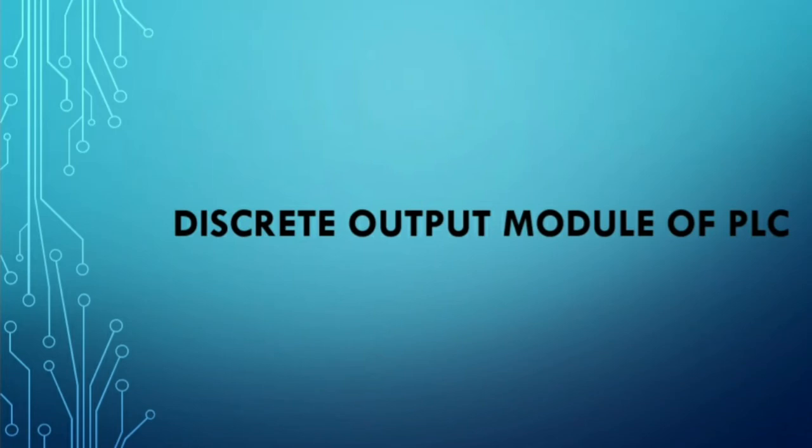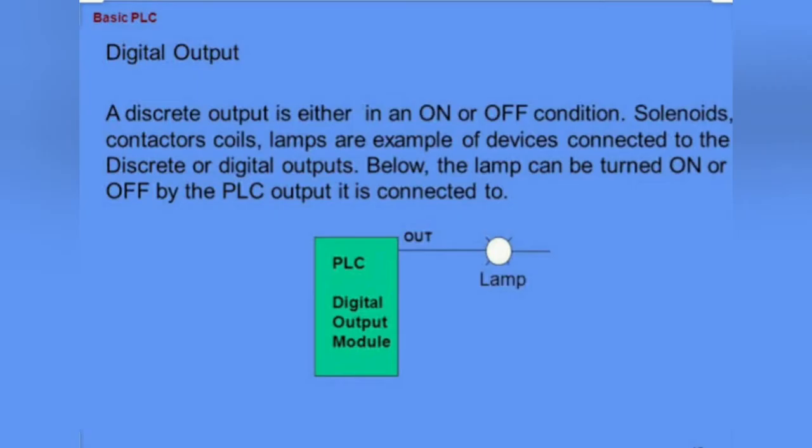Dear students, in today's lecture we are going to study the discrete output module of a PLC. We know that a discrete output or digital output has only two levels, that is either on or off. Therefore, a discrete output module is used to turn output devices either on or off. Solenoid valves, contactor coils, and lamps are examples of devices which are connected to a discrete output module.